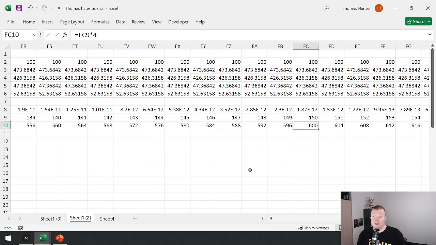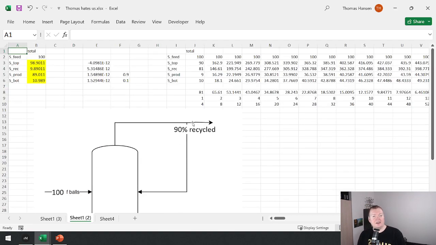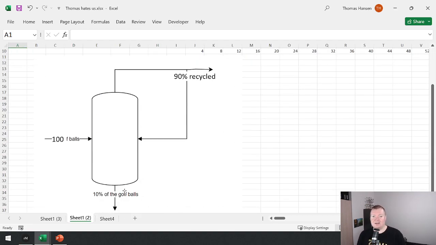Now, we don't want to do 6,000 calculations each time manually. We want to somehow make it automatic. So that's why when we start to get into recycles and bypass streams, it becomes so much more difficult to deal with without using Excel and solving all of the equations simultaneously.